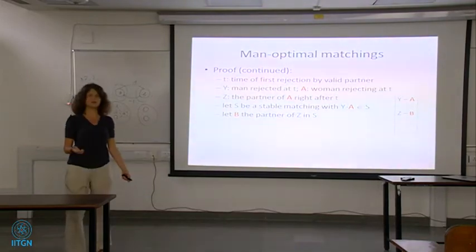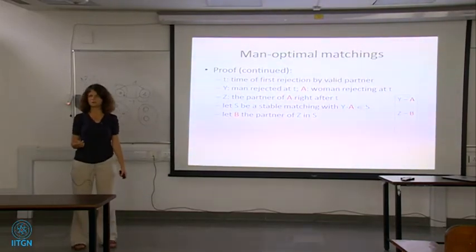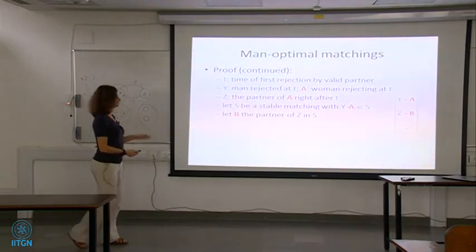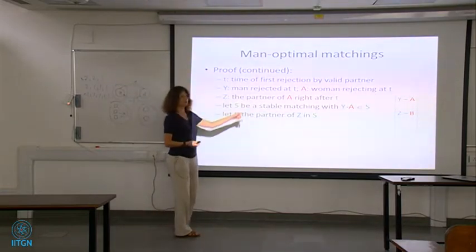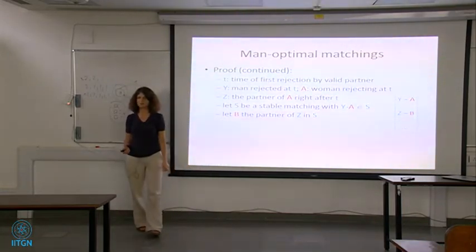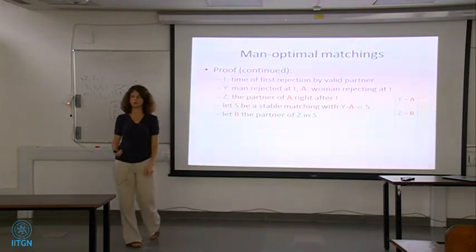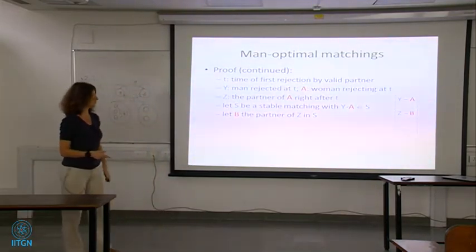So in that matching, Z is doing something else. Right, so Z is matched to some other woman B. The existence of that matching, this matching exists simply because A is a valid partner for Y. So they are together in some stable matching. So let me take some such matching. Right, so in that matching, Z and A are together.